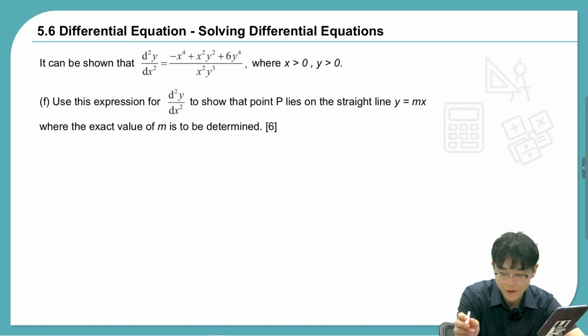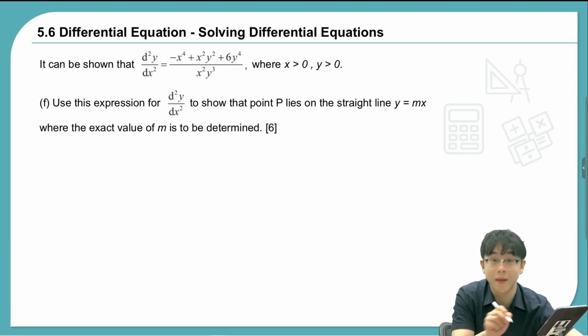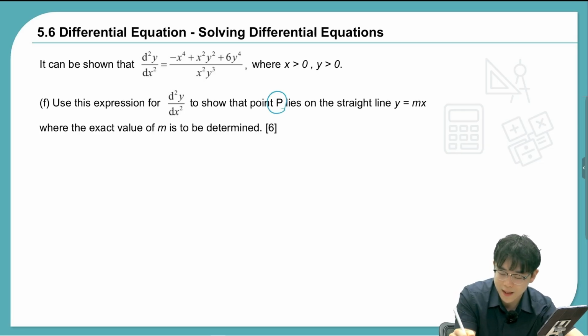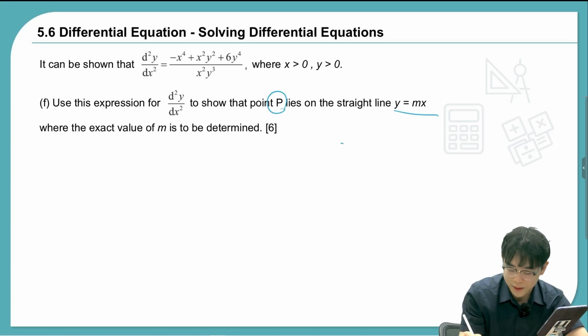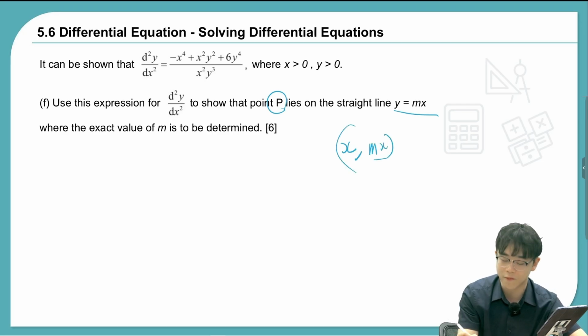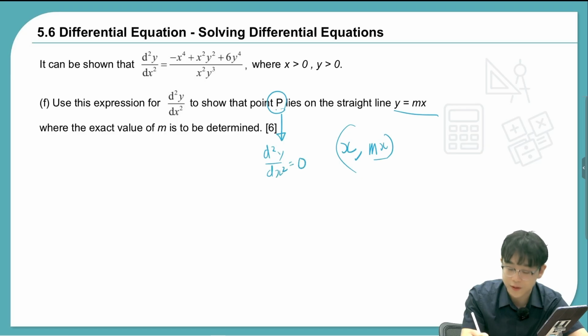All right, so we're on our final question. We are given the second derivative of y, so we have d squared y over dx squared. Doing this manually would have been tough, but thankfully we are spared from that dilemma. And we want to use this expression to show that point P lies on y equals mx. So basically, it's a point where its x coordinate is x, y coordinate is mx, and we want to find what this m value would be. On point P, we established earlier this is an inflection, so this would have to go to 0.